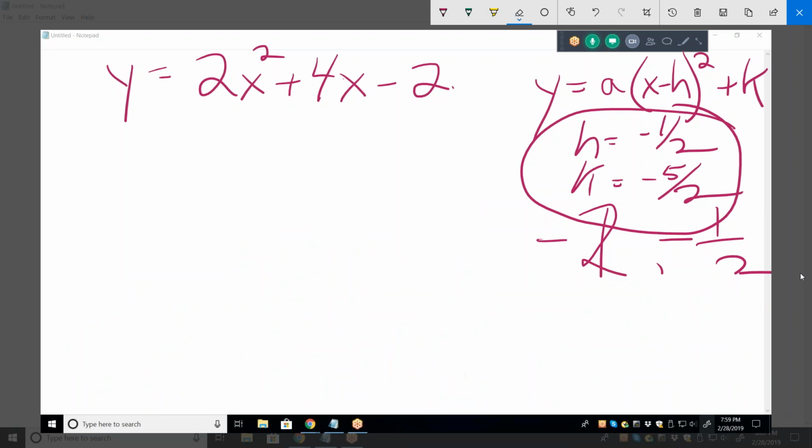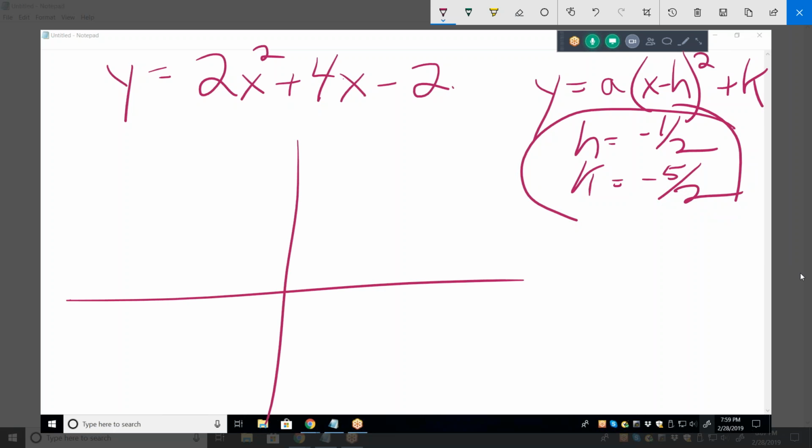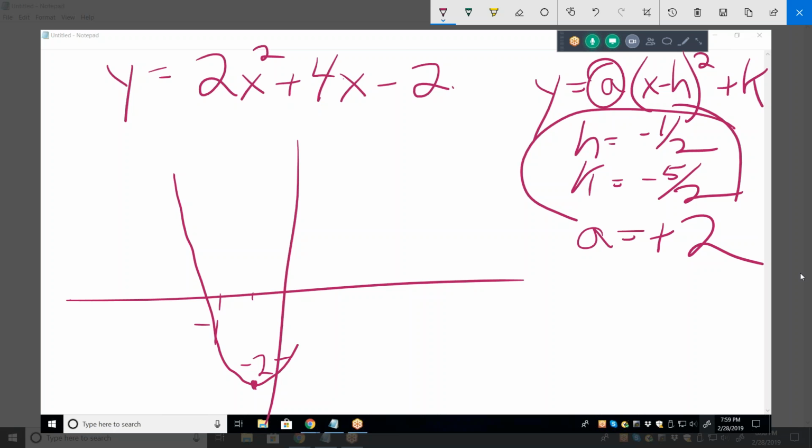If I want to graph that, that's where I start. Well, x is minus 1/2. We'll make that minus 1. And we'll make this minus 2. So h is minus 1/2. K, the y-coordinate, is minus 5/2, which is right there. So that's the vertex. And a is positive, which means it opens up. So I'm looking at a parabola that looks like that.